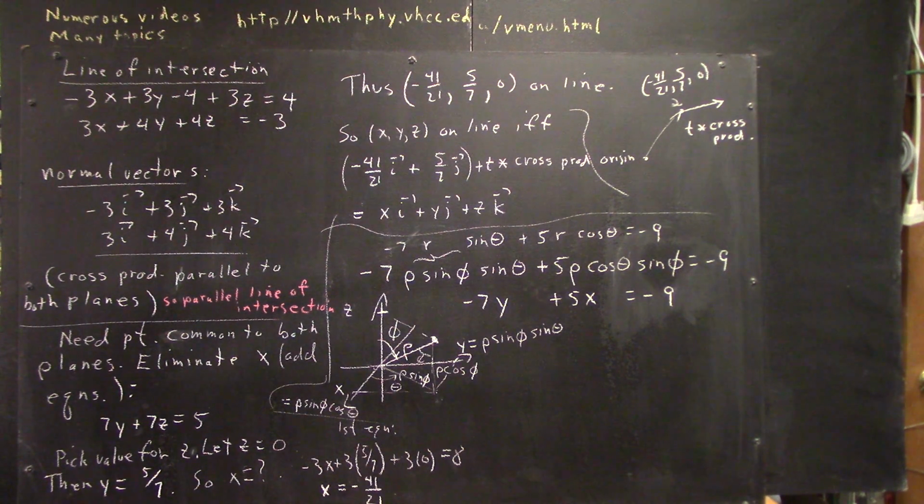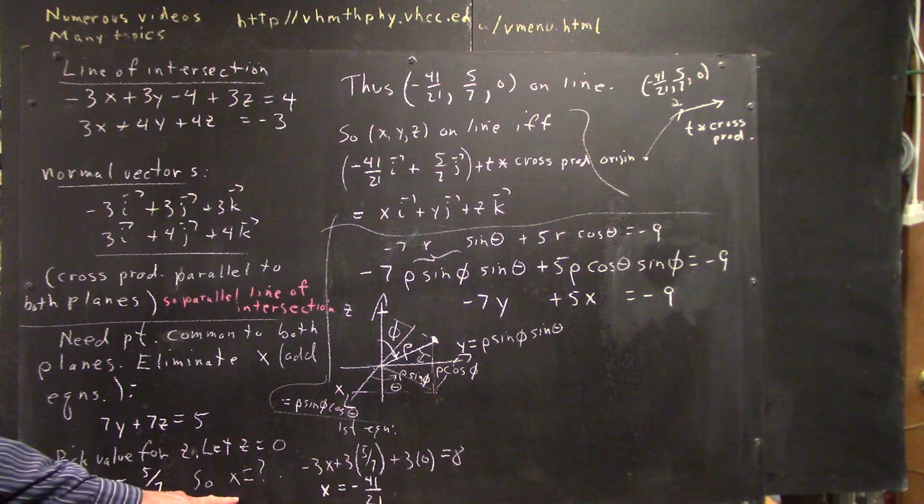Now that's not the line of intersection. Actually, it could be a line of intersection in the YZ plane, but let's now pick a value for z. If we let z equal 0, then we get y equals 5/7. If y equals 5/7, then what's the value of x?